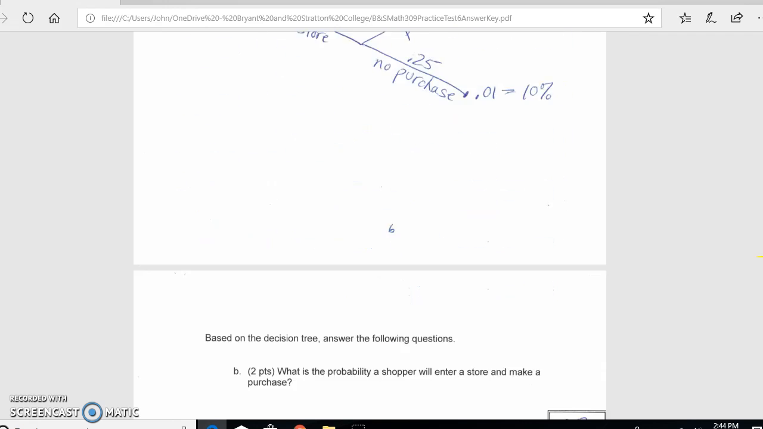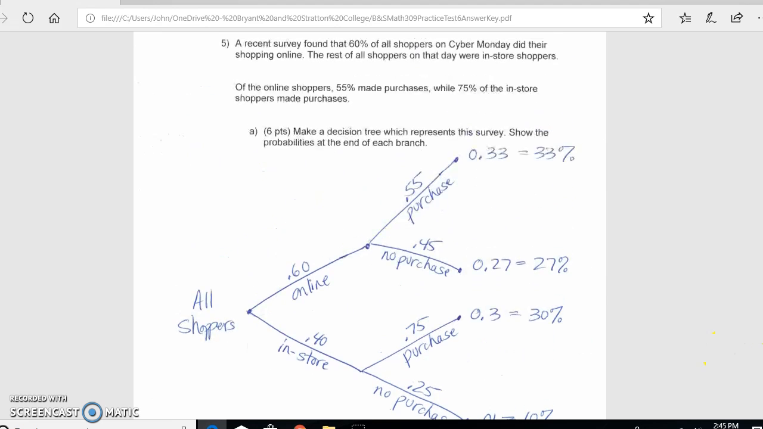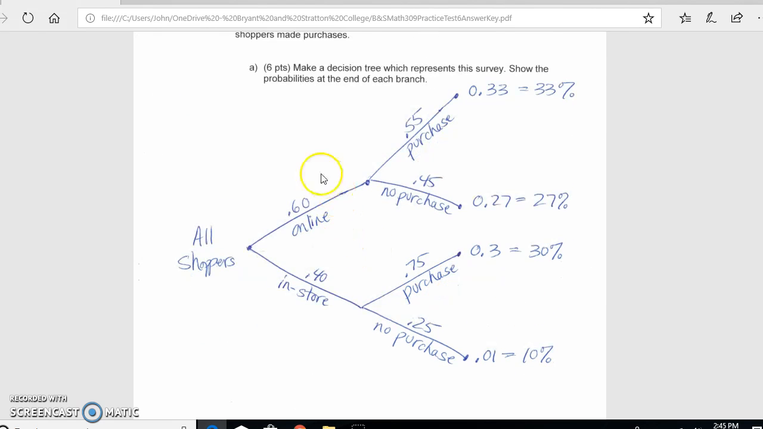And then if we go to letter C, the question is, what is the probability a shopper will shop online and make a purchase? So we're looking at shoppers who shop online and they make a purchase. So both of these lines apply, and we find that the probability that a shopper will shop online and make a purchase is 33%.